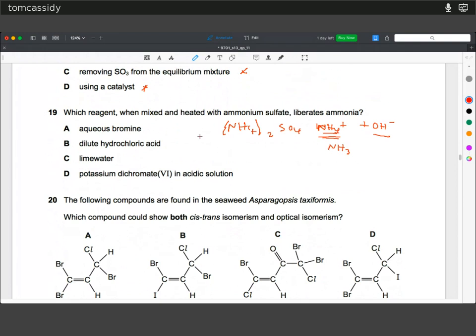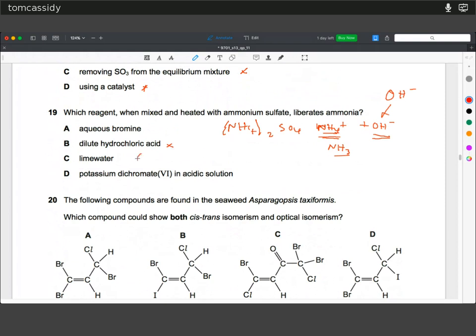Now, you don't have sodium hydroxide down here at all. So this is where you need to do a little bit of chemical intuition, because we could see here, it wasn't particularly the fact that it was sodium hydroxide, the strong base, that was liberating the ammonia. All we need is something which is going to give us this strong base, even if it isn't sodium hydroxide. Now, it's obviously not dilute hydrochloric acid.